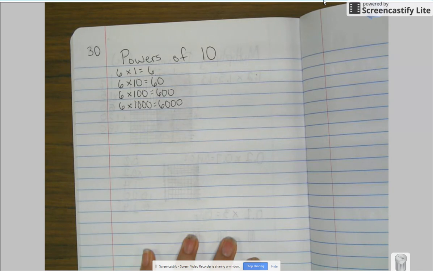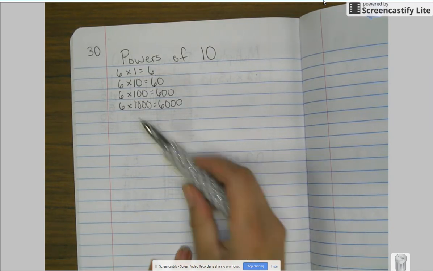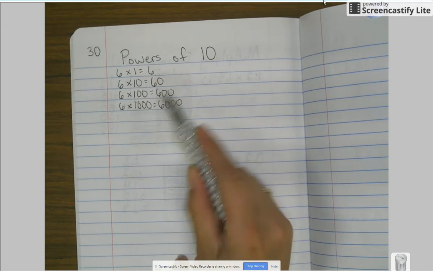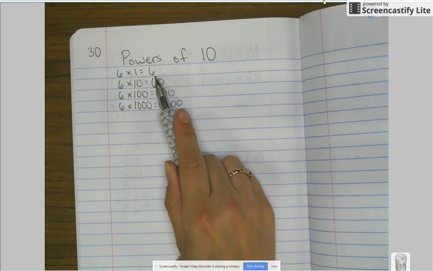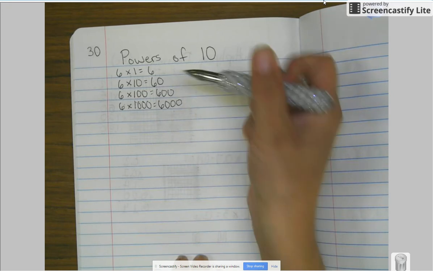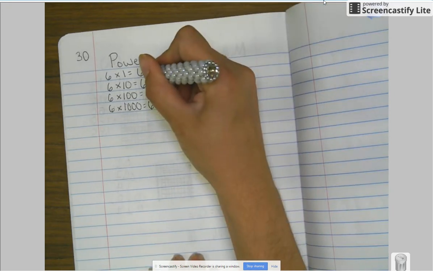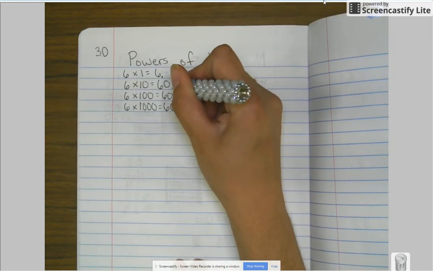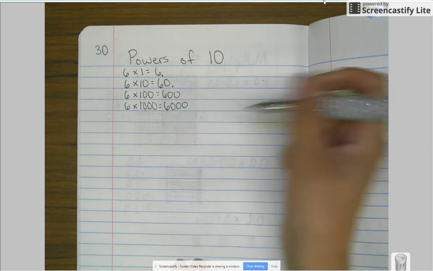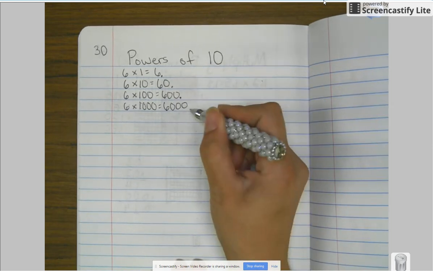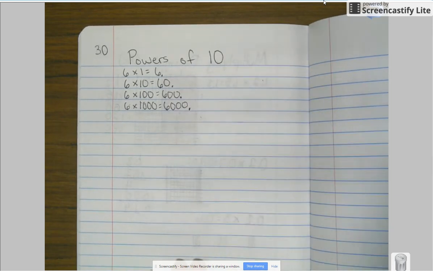Well, when you're doing that with decimal numbers, the same exact thing happens. As you times by powers of 10, the place values shift up. So where's the decimal on this 6? Right here. On the 60, right here. On the 600, right here. And on the 6,000, right here.